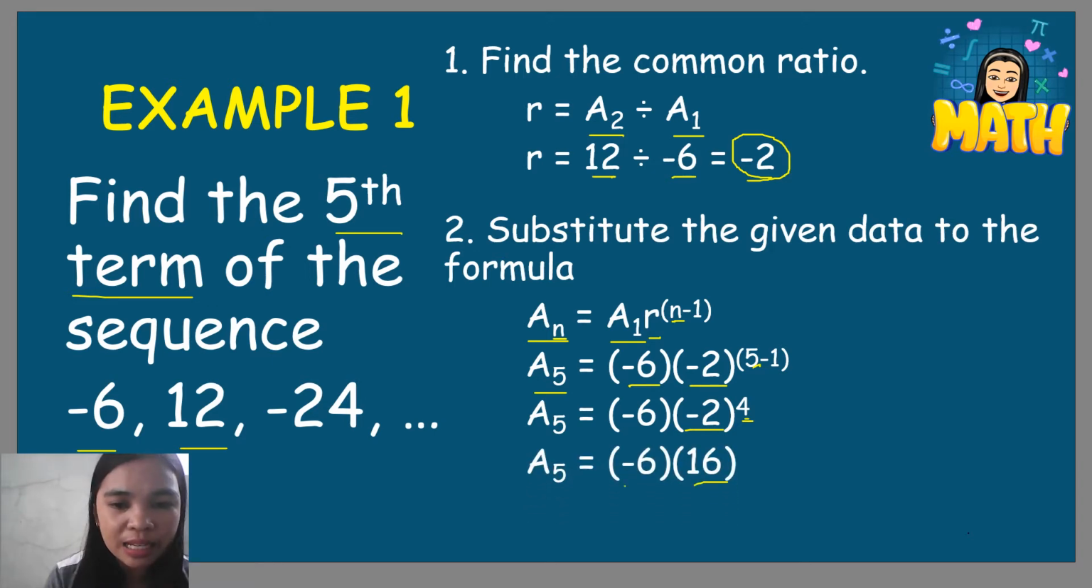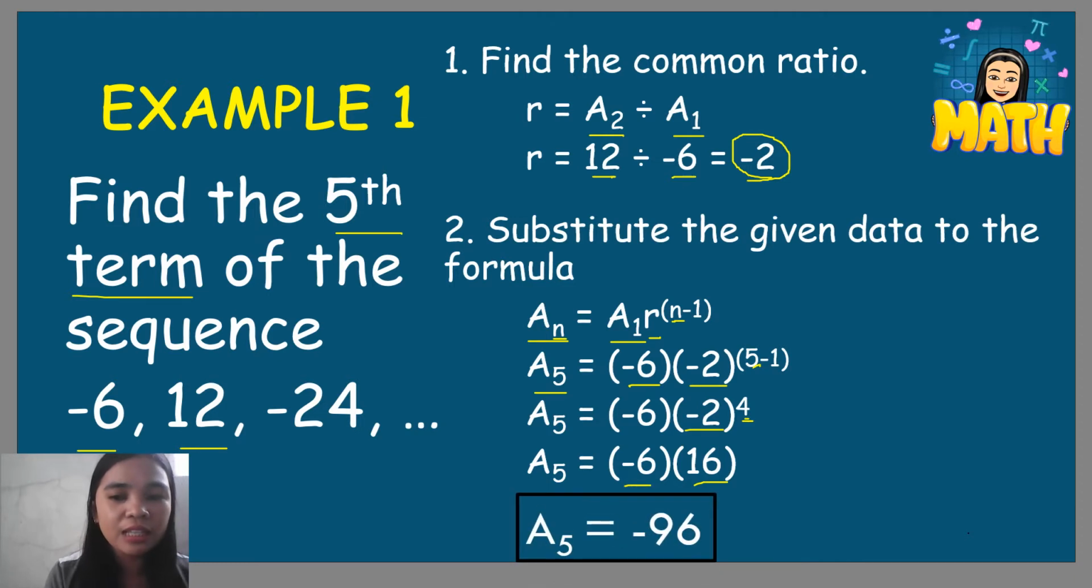16 times negative 6 is equal to negative 96. So, therefore, yung fifth term na ating geometric sequence, negative 6, 12, negative 24 is equal to negative 96.